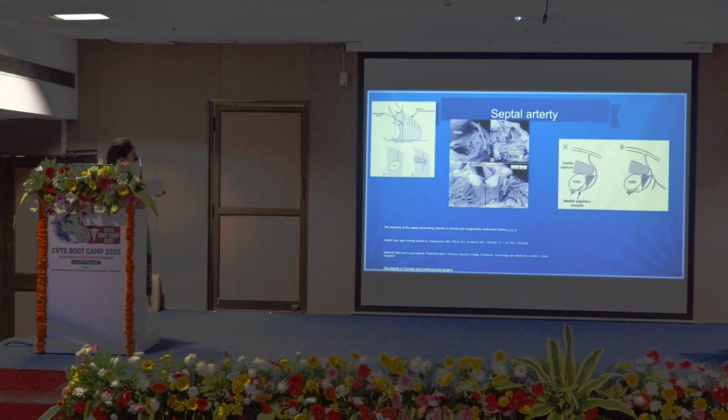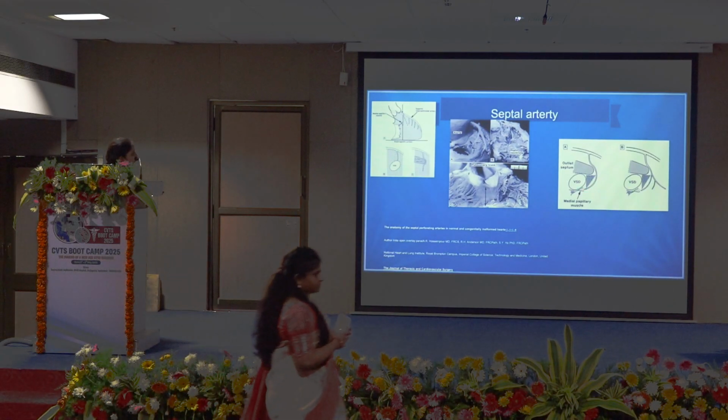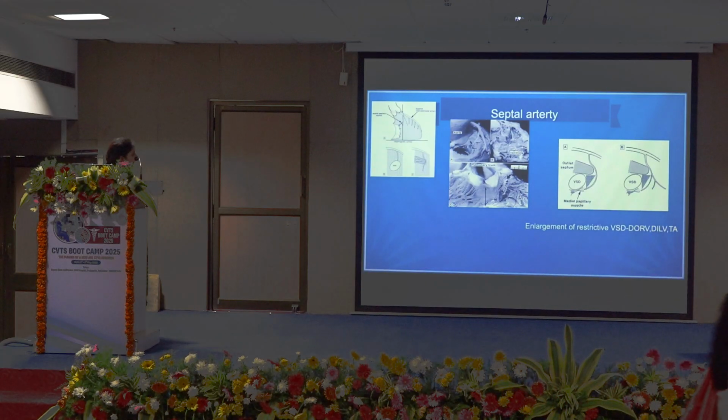The other reason why this is important is when you enlarge restrictive VSDs, this is the only safe area that you can enlarge, particularly in DORVs, DILV and tricuspid tissue. If you have to enlarge a VSD, this is a safer area, and never go beyond this area. Even then there might be some septal artery variations, but still this is the safer area to enlarge the VSD.